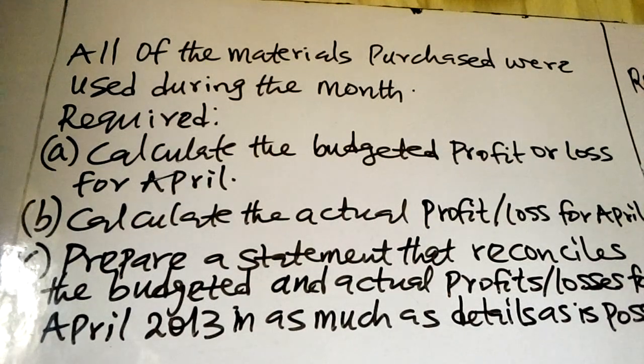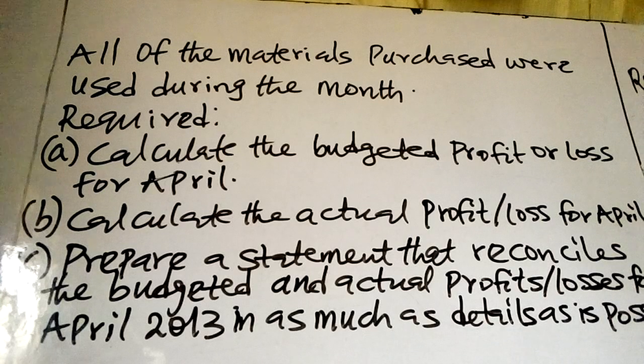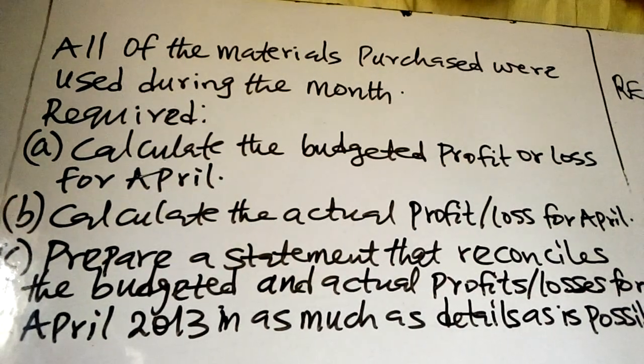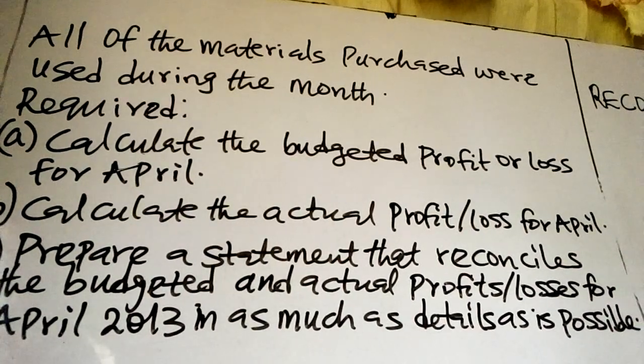All of the materials purchased were used during the month. That means there are no materials left in inventory. Required: A. Calculate the budgeted profit or loss for April. B. Calculate the actual profit or loss for April. C. Prepare a statement that reconciles the budgeted and actual profit or loss for April 2013 in as much detail as is possible. So, that is the question.